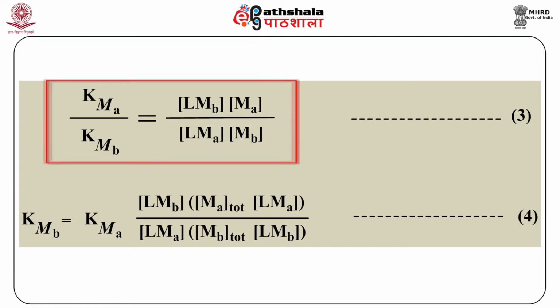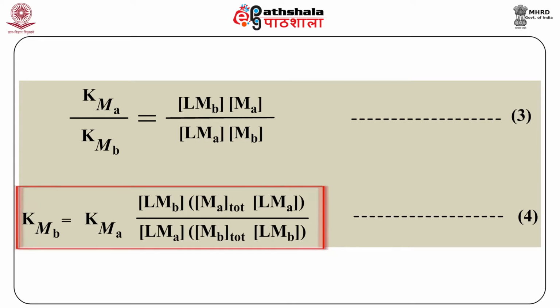Here, Kma divided by Kmb is equal to the concentration of Lmb multiplied by the concentration of Ma, divided by the concentration of Lma multiplied by the concentration of Mb, which implies that Kmb is equal to Kma, the concentration of Lmb multiplied by the concentration of Ma total, divided by the concentration of Lma multiplied by the concentration of Mb total and the concentration of Lmb.